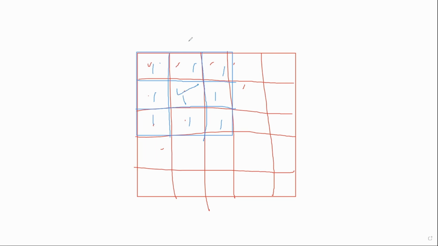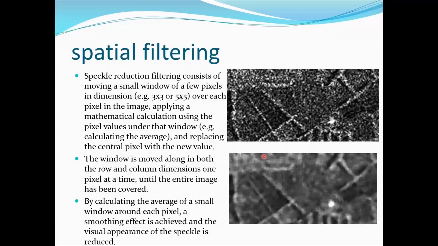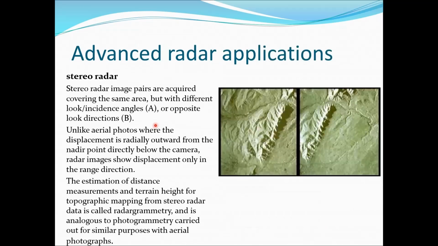Then you shift the filter and do the same process. After doing the same process, you write the value there, then you shift again. So you can look at filtering. The filtering is similar to how we do filtering also in optical. So this is an example of an image which has speckle without being filtered, and this is an example of an image after being filtered. This is an example of a product of radiometry in applications.